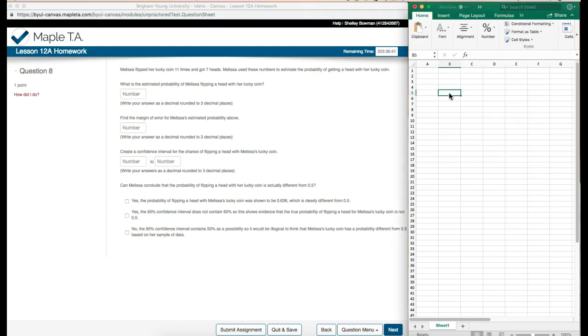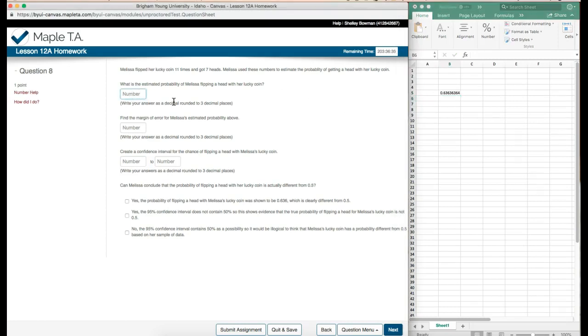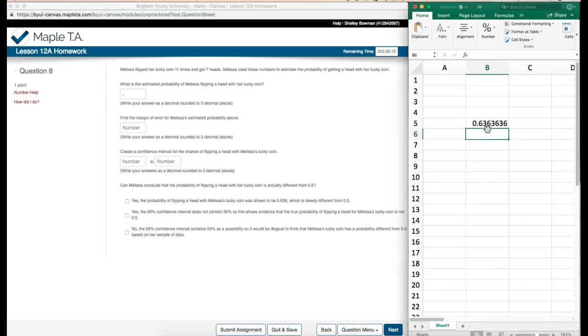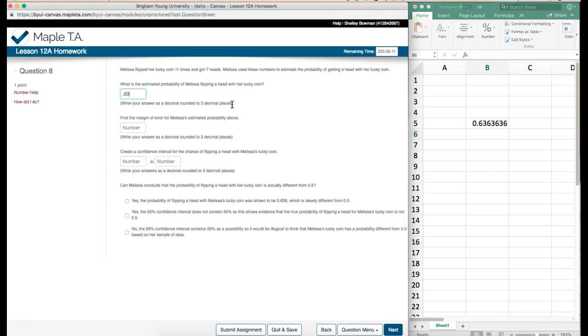So we want to find the probability of getting a head over the total number of times. So we're going to take the heads, which is 7, divided by the total, which is 11, and that'll give us the probability of getting a head with her lucky coin. Rounding this to 3 decimal places, this 3 will not increase this 6, so out 3 decimal places is just 0.636.